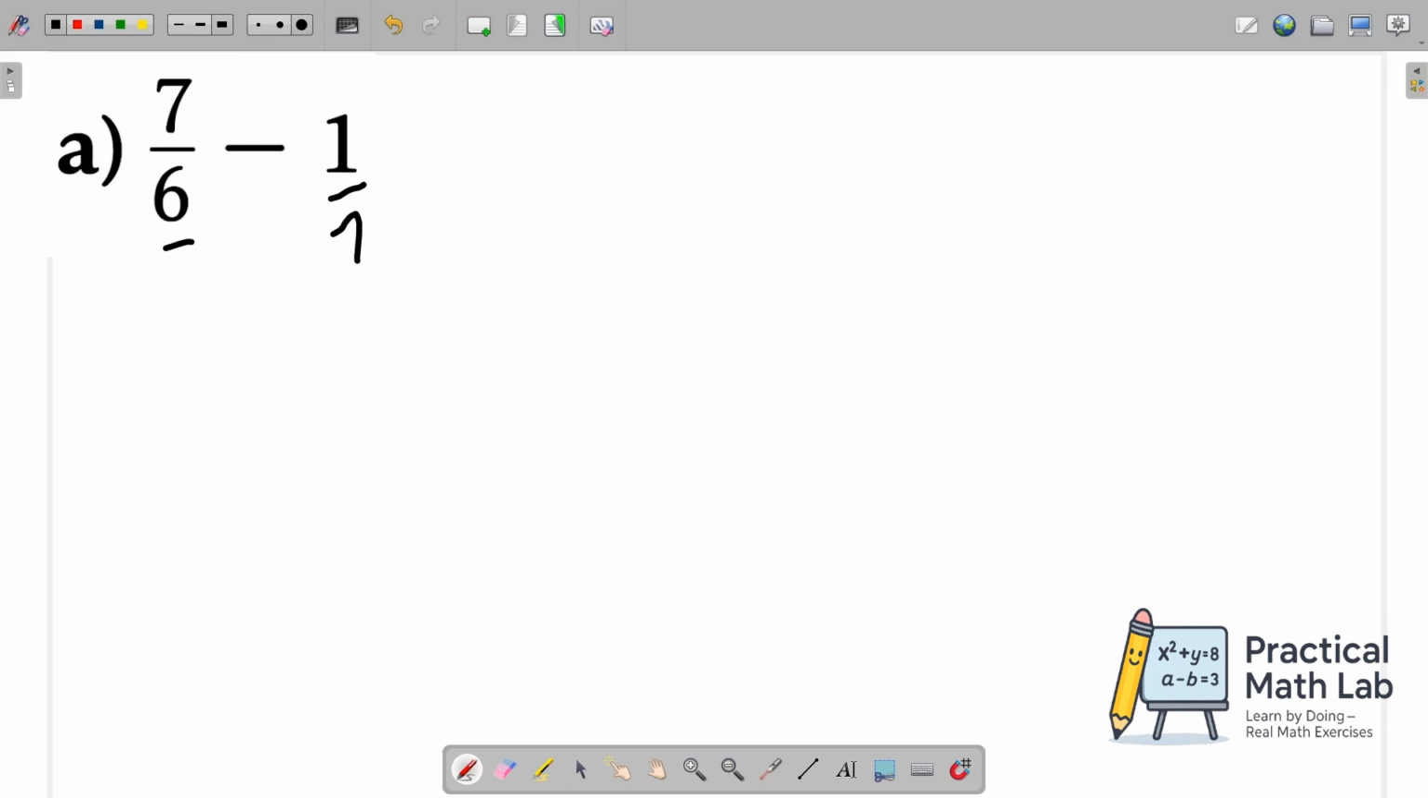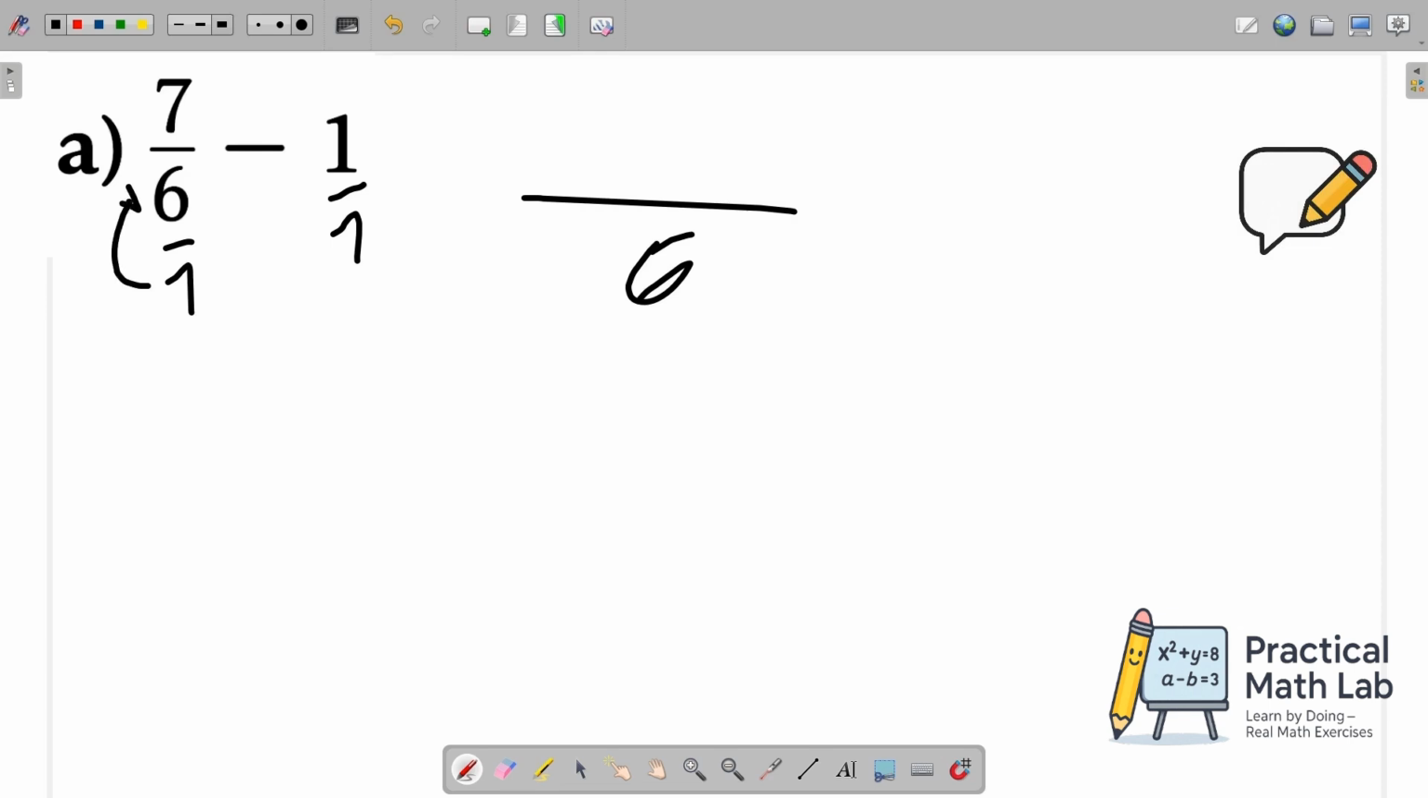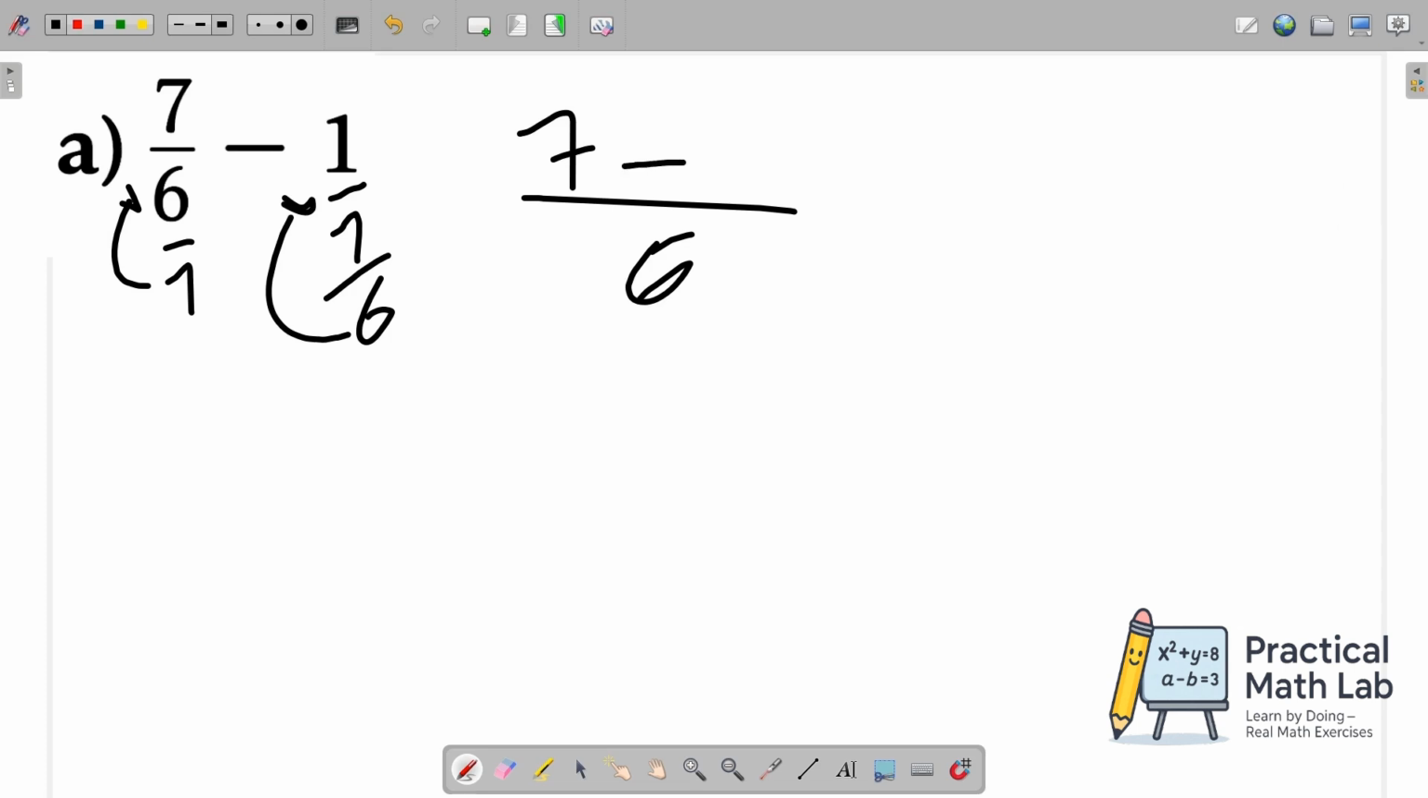No, you don't need to calculate to find the LCM. The least common multiple of 6 and 1 is 6. 6 divided by 6 is 1. 1 times 7 is 7. 6 divided by 1 is 6. 6 times 1 is 6. 7 minus 6. So what's the answer? 1 over 6. That's the answer to question A.